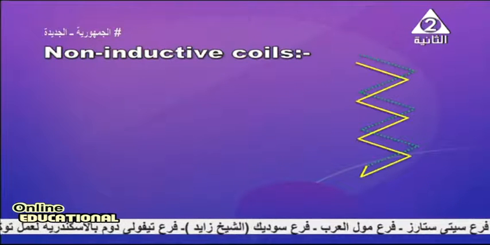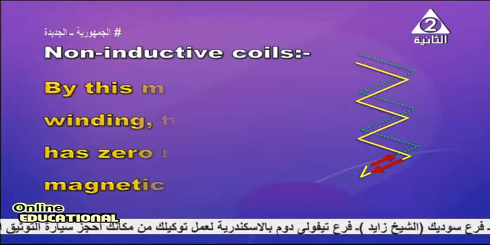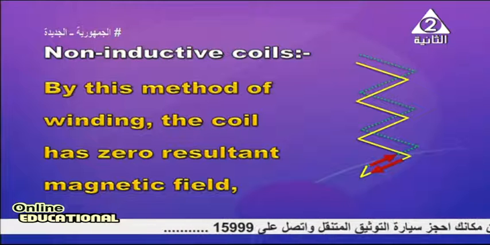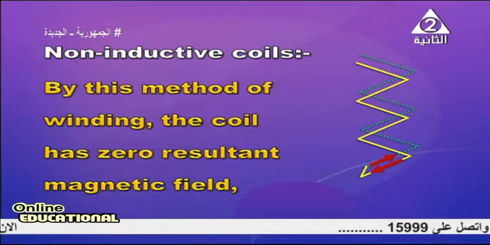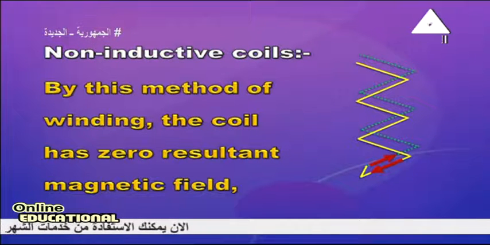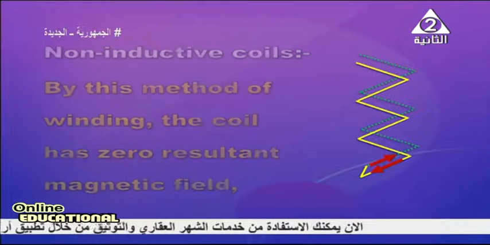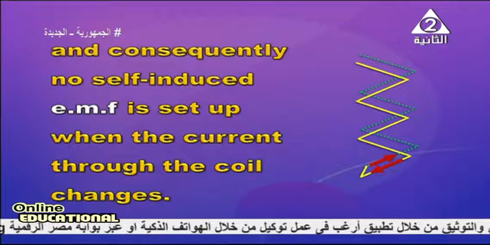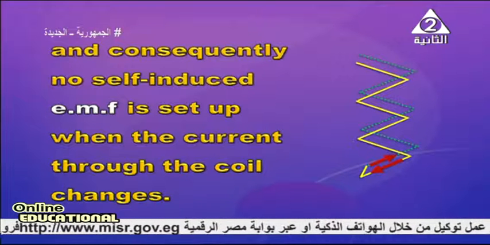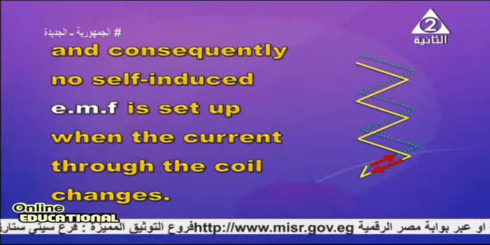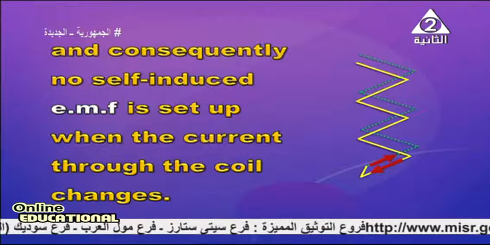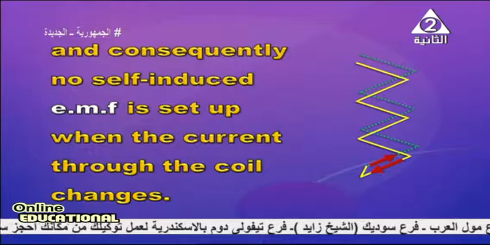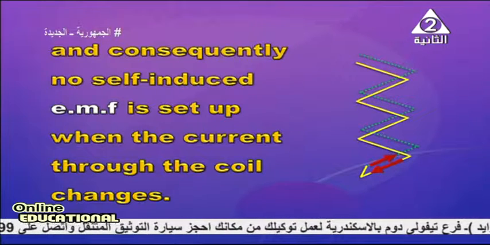Non-inductive coils. What about them? By this method of winding, the coil has zero resultant magnetic field, and consequently no self-induced current is set up when the current through the coil changes. Why? Because the field due to the current flowing in one branch will cancel that produced by the other branch.